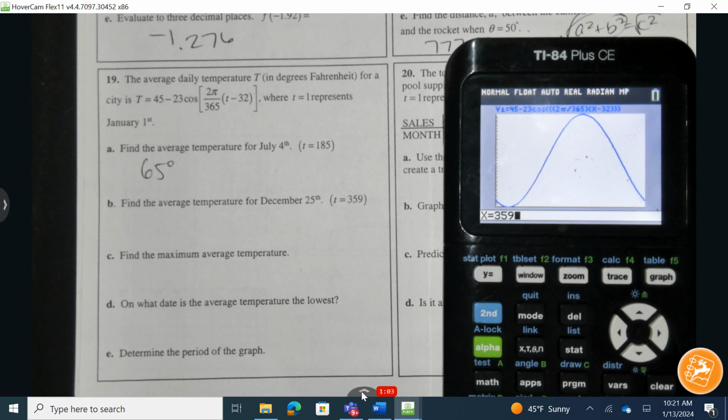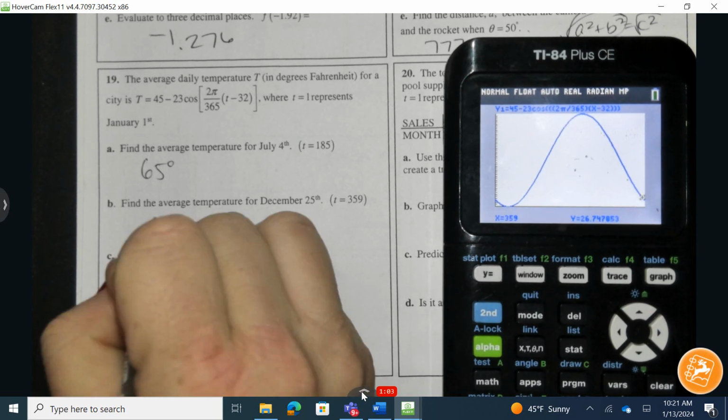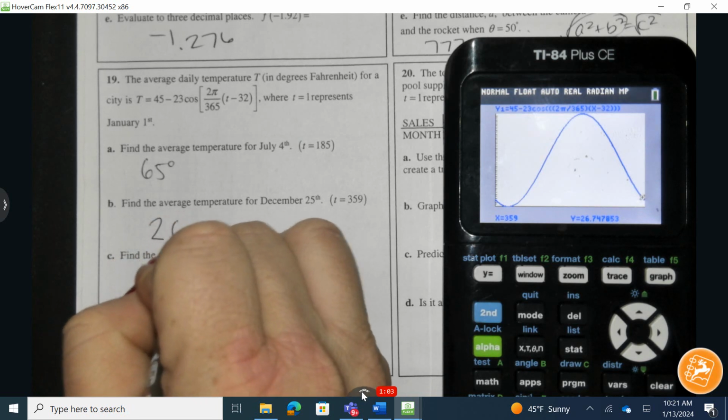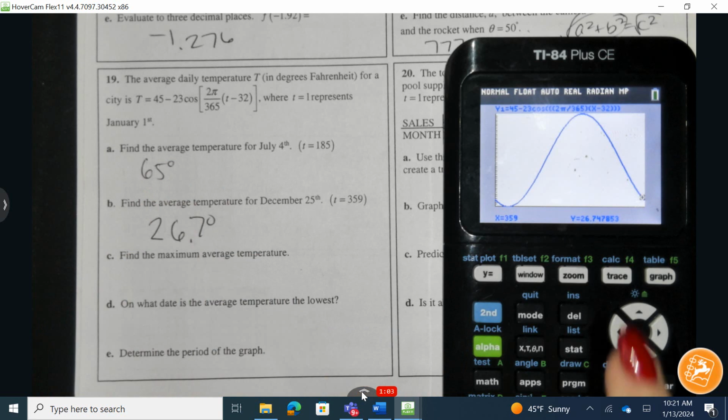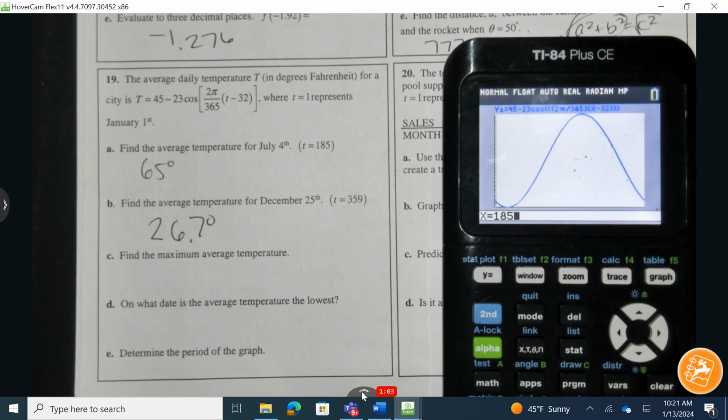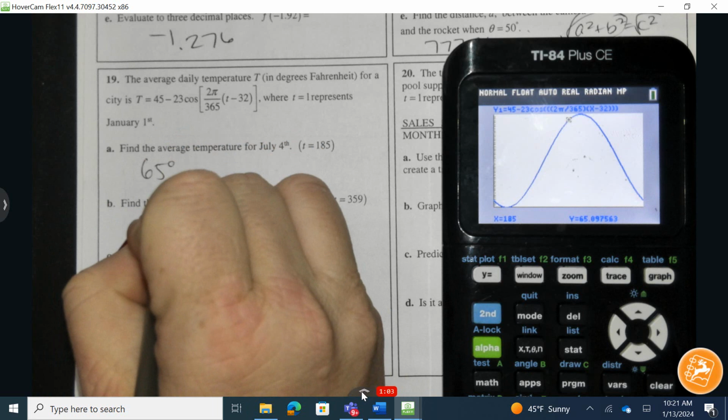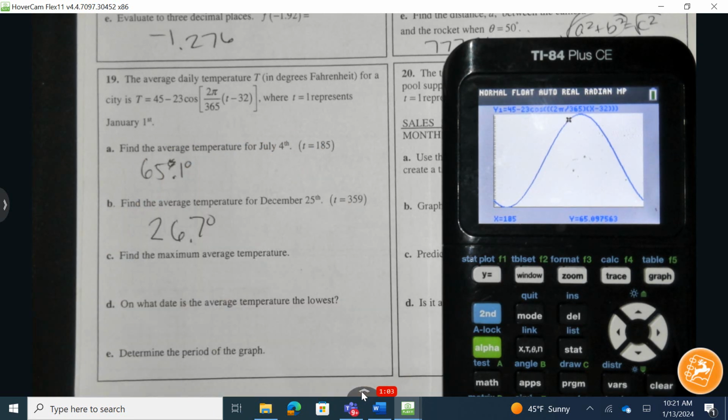Okay, now December 25th would be day 359 of the year, and we have a temperature of 26.7. By the way, maybe I should have rounded this to the nearest degree, 65.1. Okay, now let's go up here.